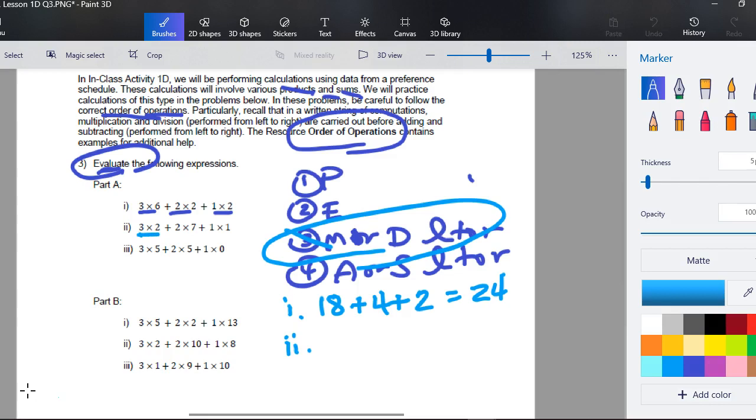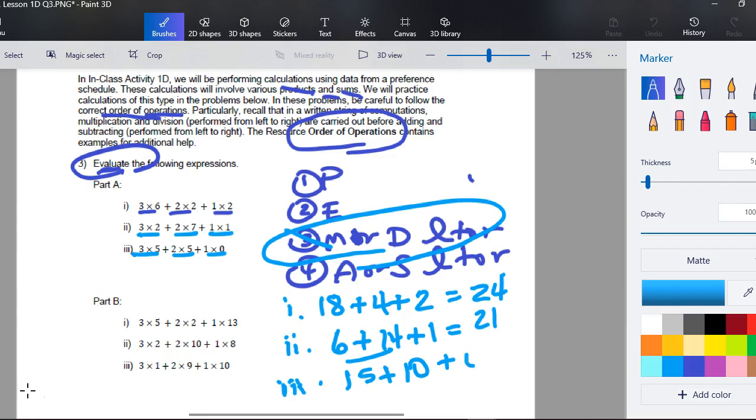Same kind of setup. If there are multiplication symbols, we must take care of those first. So we have a 6 plus a 14 plus a 1. In other words, I have 20 plus 1, or 21, and we'll just finish up here with the last one. Again, a lot of multiplication going on left to right. I have a 15 plus a 10 plus a nothing, 0, and I have a 25.